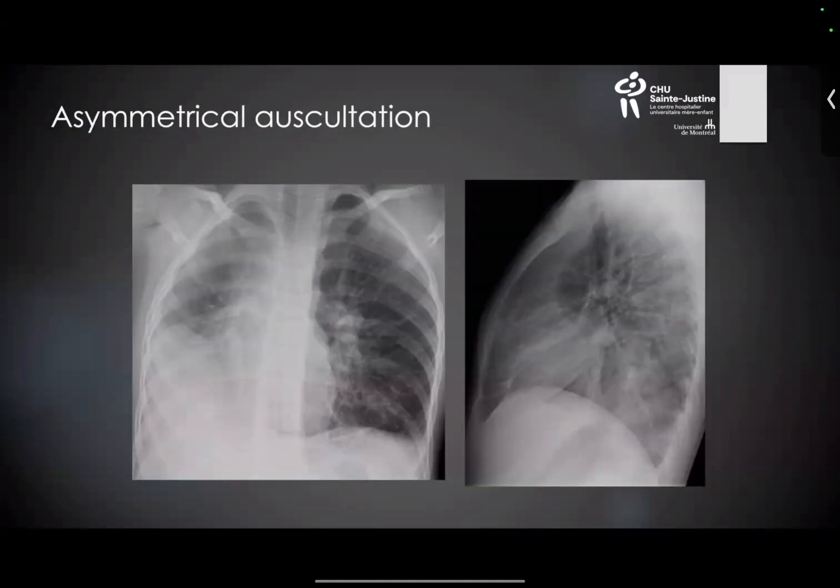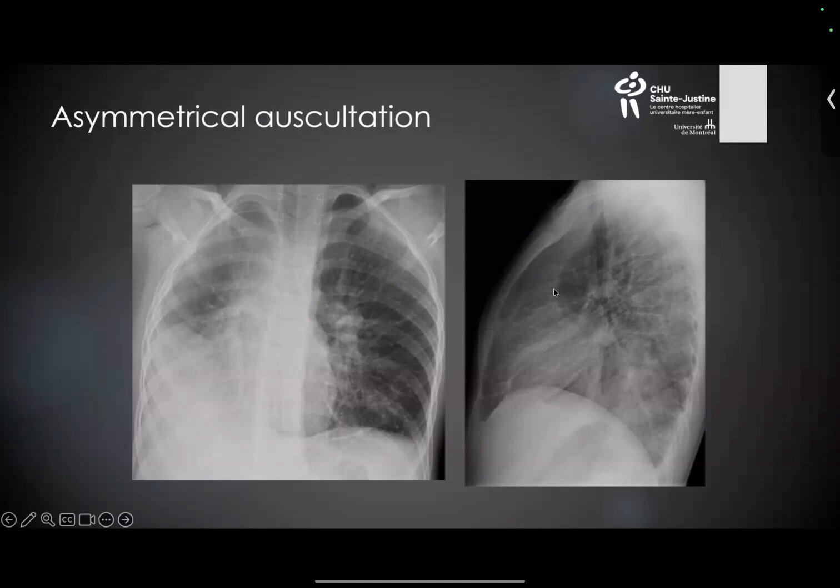So we have a kid, a 12-year-old, who has asymmetrical auscultation at a regular checkup with this doctor. So the doctor ordered an x-ray. So what do we see? You see that the mediastinum is shifted on the right. You see that your right diaphragm is up, and you see that the right lung is super small.